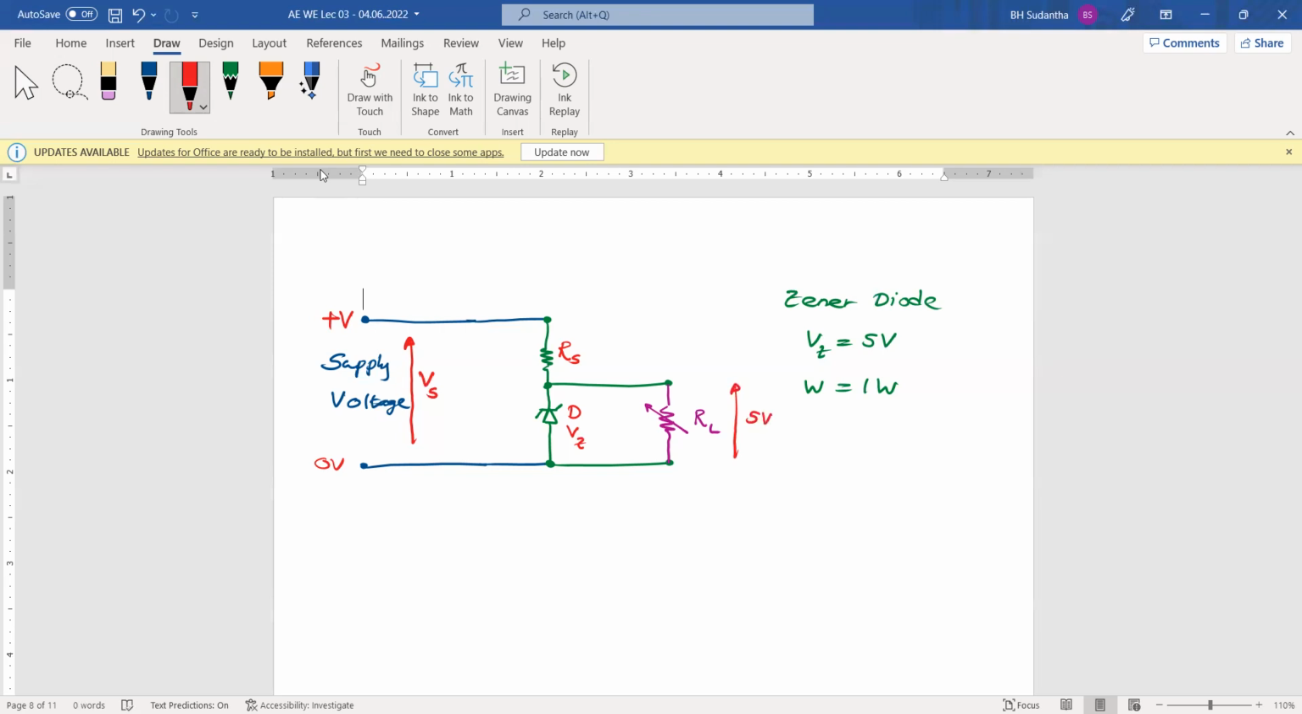That's why we have selected the Zener diode as a 5-volt Zener. Our Zener diode is a 5-volt Zener, but we don't have the actual one. We'll come to that later. For the moment, you can assume that the diode Zener voltage is 5 volts and its power rating is 1 watt.